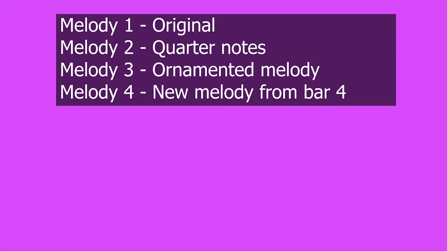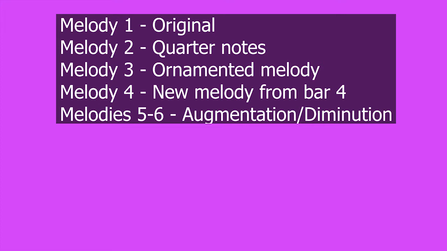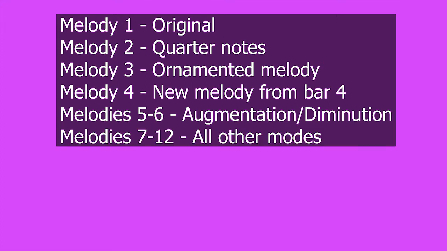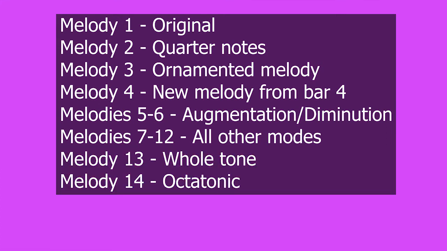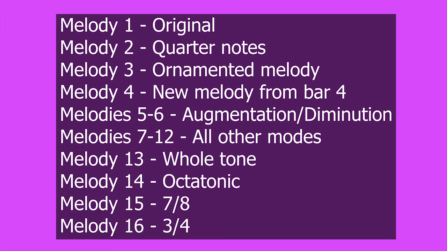Okay, let's do some augmentation and diminution. We already got 6. Let's put it into all of the different modes. It's in one mode already, so we have 6 others that we can put it in. Now we have 12 variations already. What if we put it into the whole tone scale or the octatonic scale? That's 2 more. We got 14 variations. All right, what if we played it in 7/8, 15, 3/4, 16, right? And so on. You could get so many ideas generated from this that you could have 16 different ideas that, sure, they're all related, but they'll each be slightly more fresh than hearing the exact same idea over and over again.